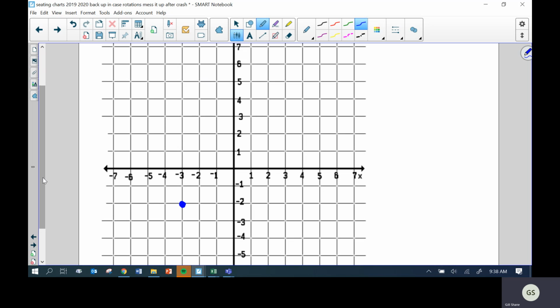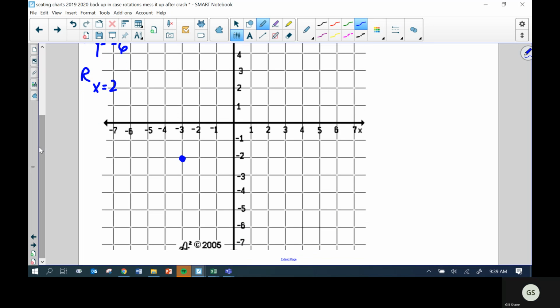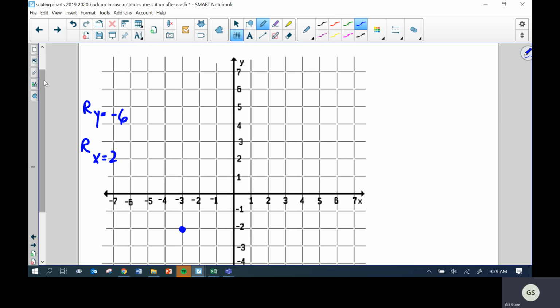Because remember, moving a figure, moving a shape, is just moving each individual point separately and then connecting them with lines. So it says first, reflected over y equals -6, and then reflected over x equals 2. So what does that mean? Well, it means we have to find the line where y equals -6 first. Does anybody know what that looks like? What's it look like?